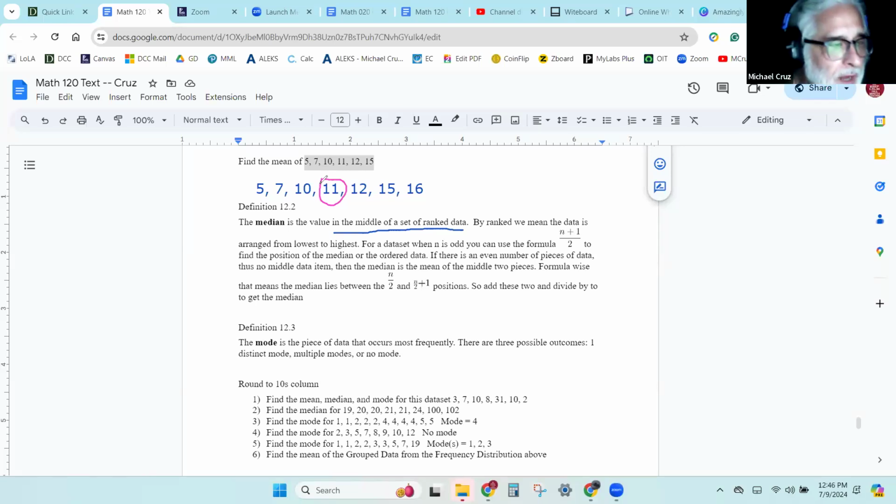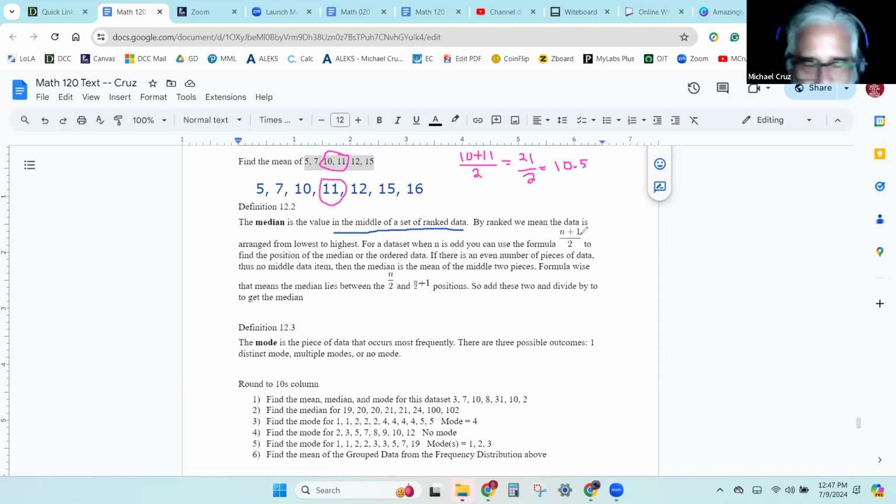But what if we have no middle value? That's possible, because in this case I added an extra one there to create a middle value. If I don't have a middle value, then I've got two middle values. So what I have to do is add up the 10 and the 11, the two middle values, and then do what we did with the mean, which is divide by 2. So this is 21 divided by 2, which would be 10.5. Okay, so that's all this is talking about.